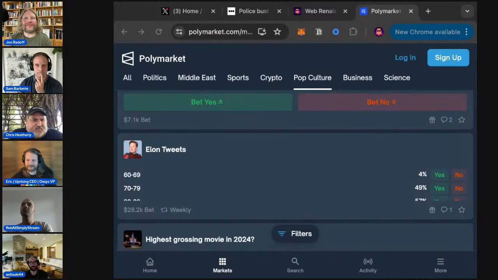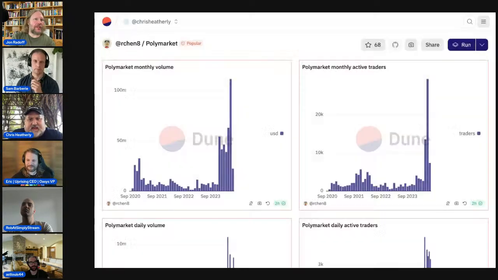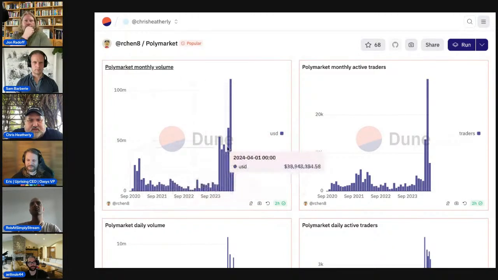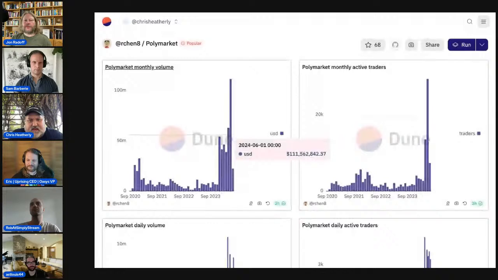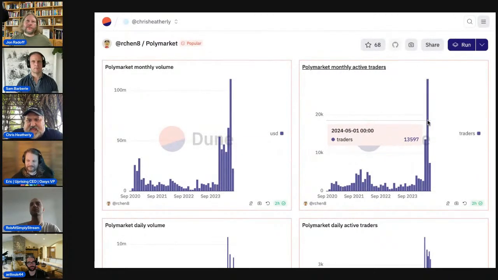This is a Dune dashboard on Polymarket. You got it up? Hold on. Here we go. So here you can see last month, this is their monthly volume, and last month they did 111 million in revenue. And they did that with roughly 29,000 monthly active traders.